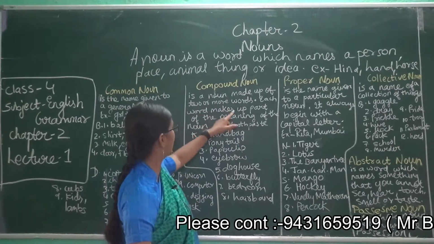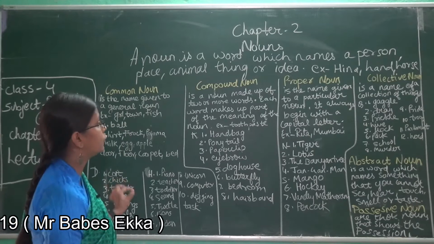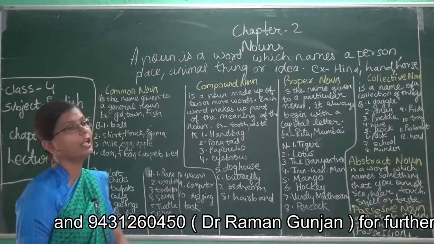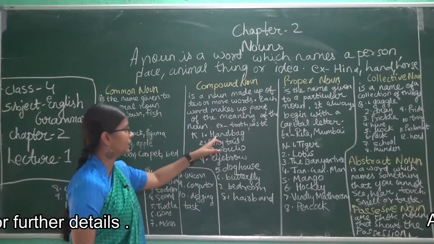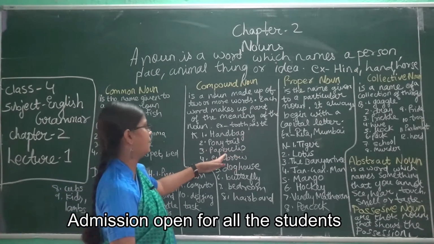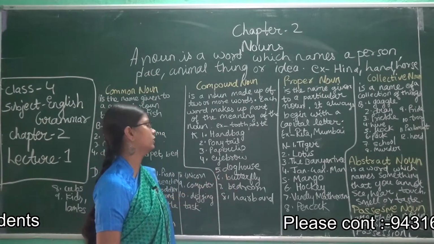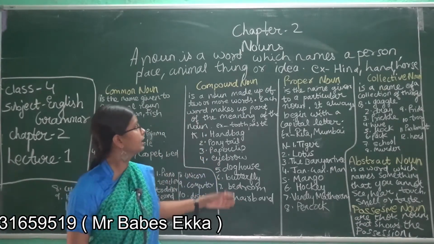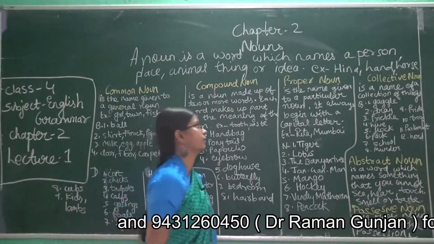So these compound nouns are made up of 2 or more words. Each word makes a part, and you will get 2 words from every compound noun. Suppose handbag, hand plus bag, pony plus tail, paper plus clip, eye plus brow, eyebrow. Just like that, butter plus fly, butterfly. So these are the things which we call compound nouns.